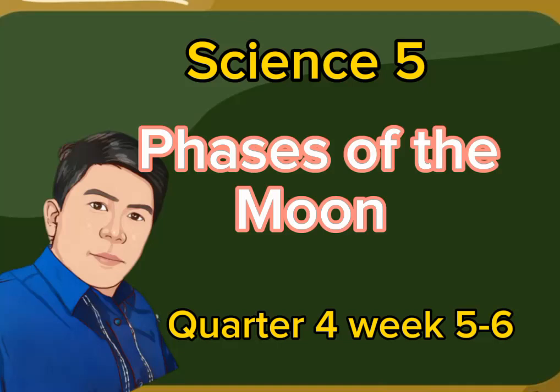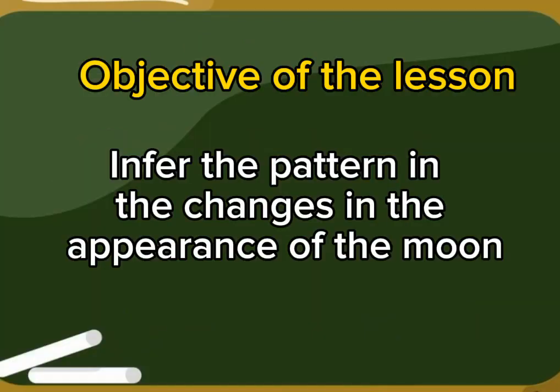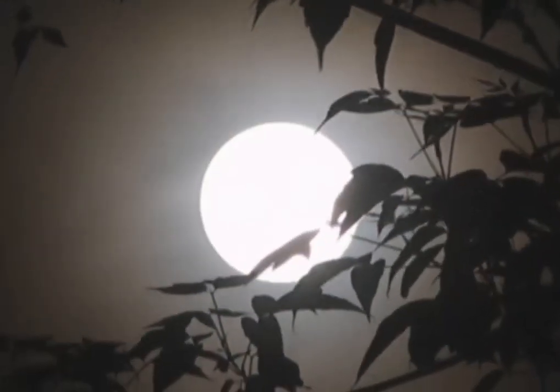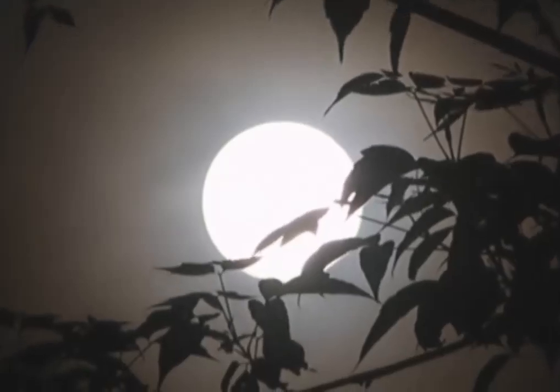Good day, grade 5. Today we are going to study about the phases of the moon. Infer the pattern in the changes in the appearance of the moon, weather disturbances, any disruption of the atmosphere's stable condition which can manifest through the formation of low pressure or different prevailing winds, like monsoon in the intertropical convergence zone. The moon. Do you know that the moon also affects the weather?